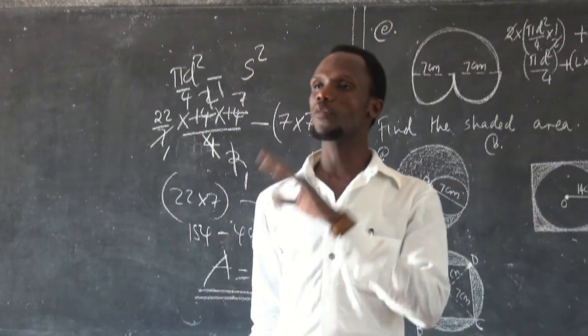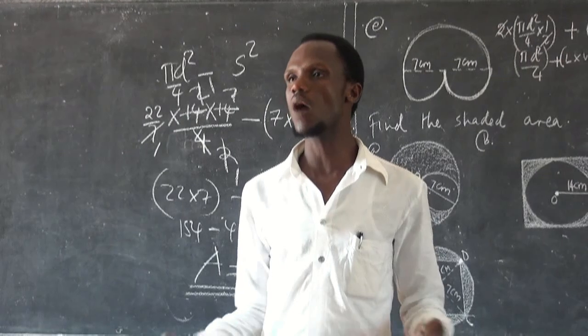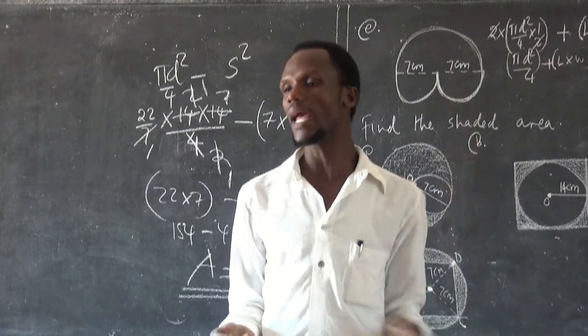So that is how we determine the area of the shaded part, and also how we determine the perimeter and also the area.